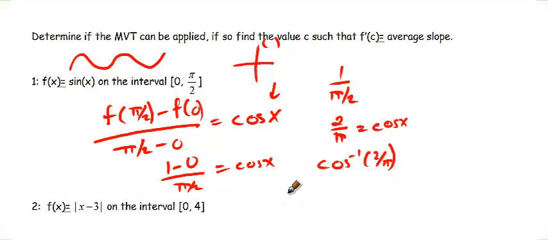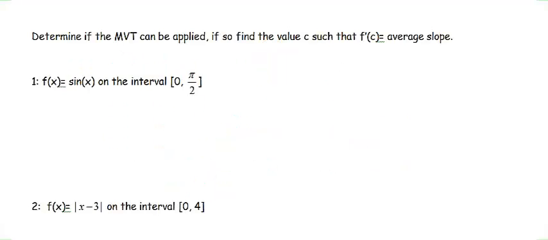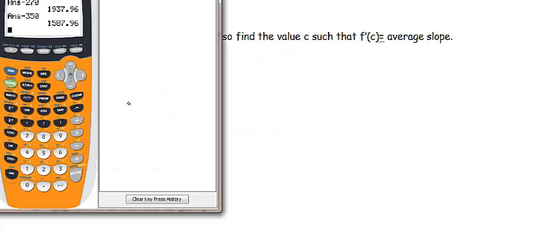Now, a couple things you've got to be careful about here is cosine is going to equal 2 over pi twice on the unit circle. Now you're going to get the one in the first quadrant, and you better get the one in the first quadrant because the answer has to be between 0 and pi over 2. So we can do that really quick if we'd like to. Bring this up here.